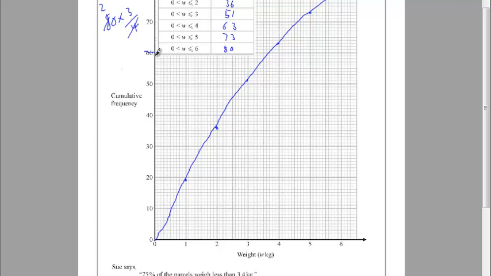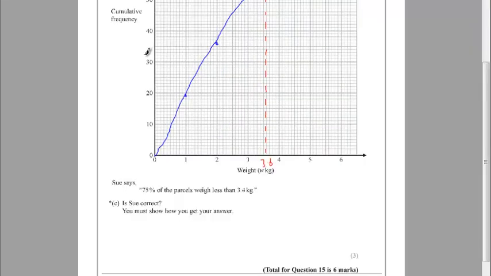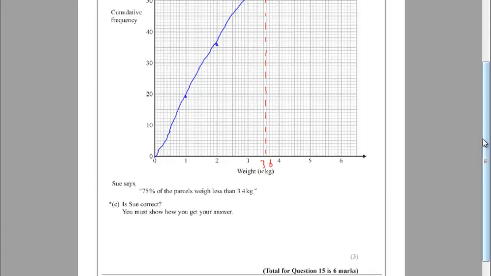So let's put that line in. And what I like to do is just bring this, where it crosses the ogive, bring this thing down like this, which is 3.6 kilograms. So actually, 75% of the parcels are 3.6. Let's look at this carefully. Sue says 75% of the parcels weigh less than 3.4 kilograms.